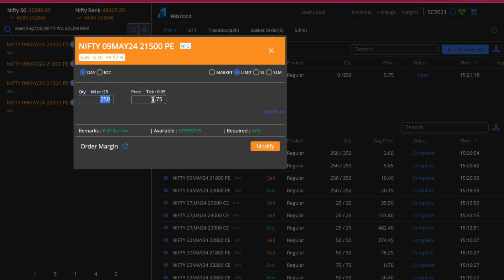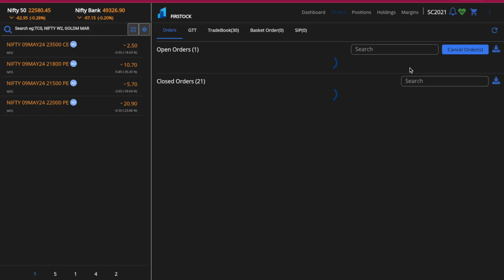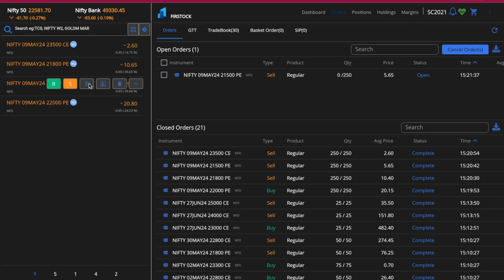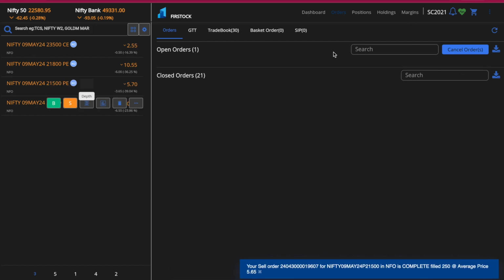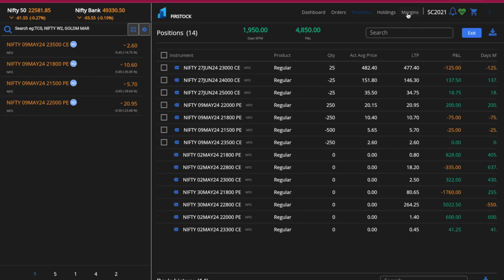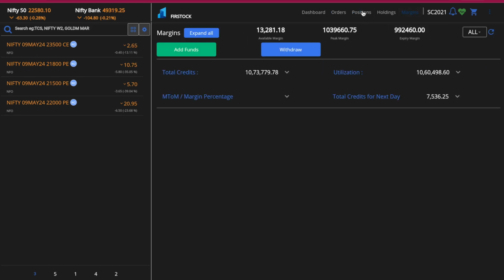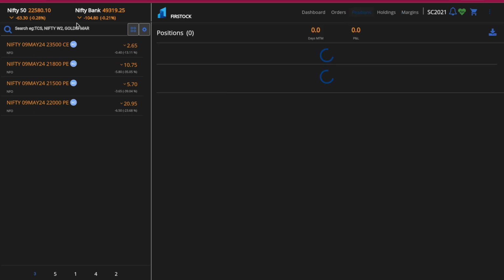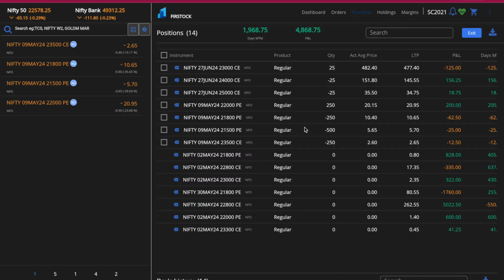modify it, 5.65, so it's not executed. Check out the positions and let's check out the margins. Okay, now first we'll adjust this 20 lots order, 5.65 and then 2.6.